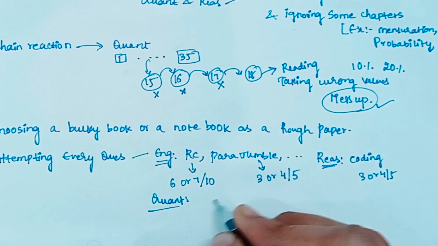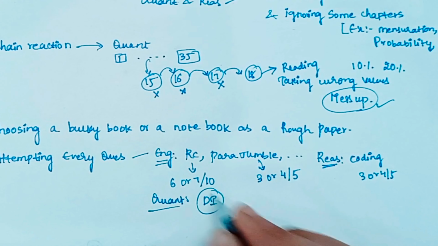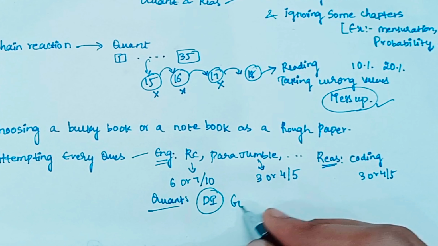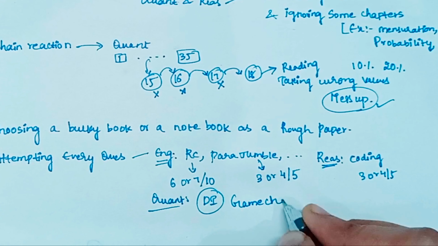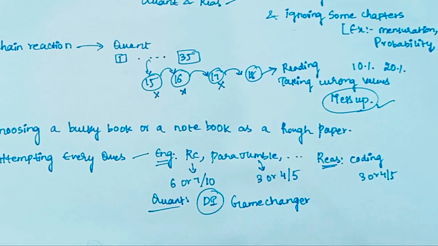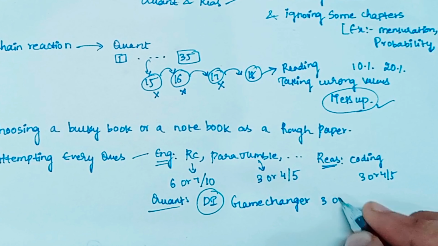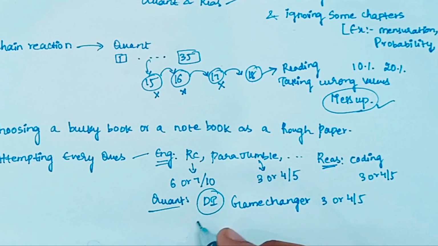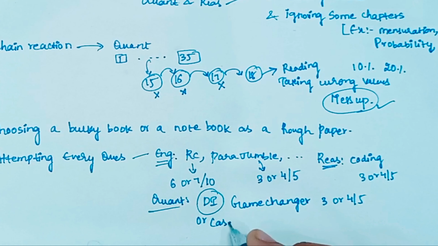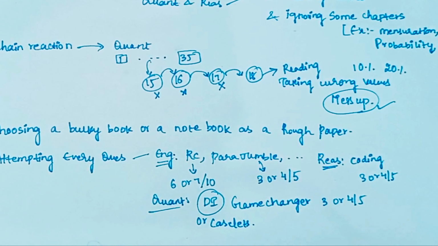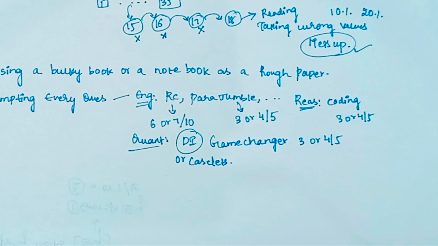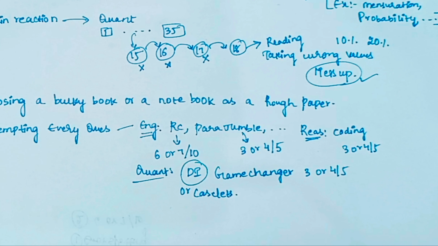Similarly, in quant, DI will have 5 questions. DI will always be the game changer for quant section. There will be the 5 questions. 3 or 4 questions are easy to moderate and 1 or 2 questions are compulsorily calculative in DIs. Of course, in caselets also. Avoid calculative questions and save some time. As I have already said, please don't fix that you should attempt all the questions in the exam. Give the priority to accuracy also.